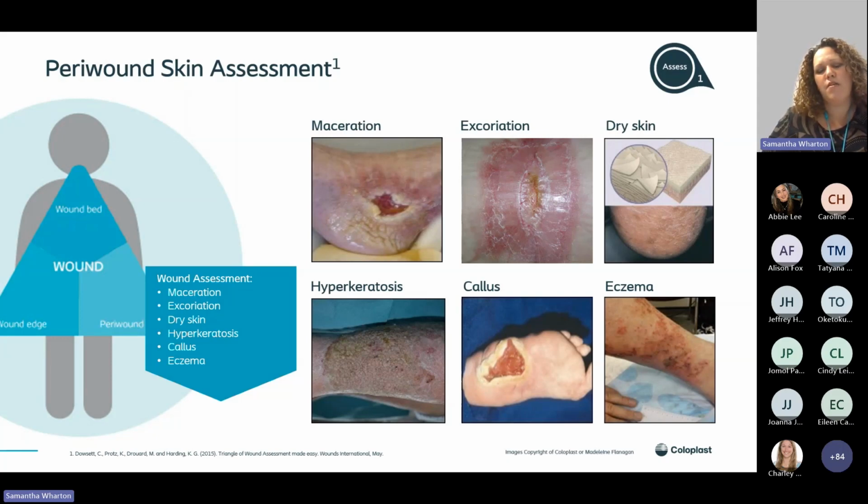And then you've got that eczema, that red pustule-looking breakdown in the skin. Again, we need to be identifying what the cause of that eczema is. If it's venous eczema, they need compression. We need to be making that diagnosis and managing that peri-wound skin.